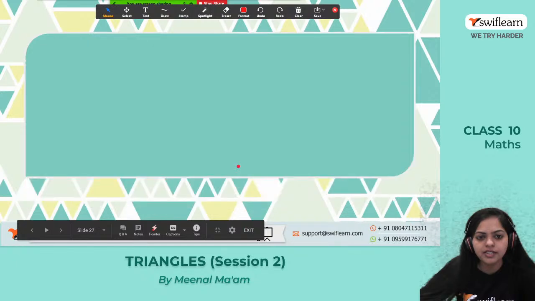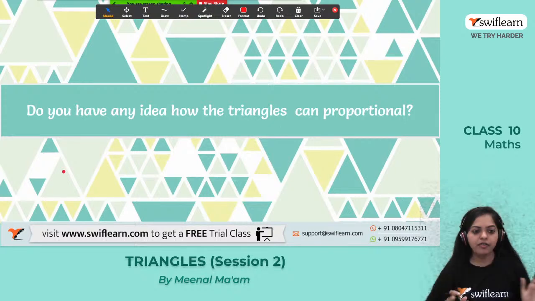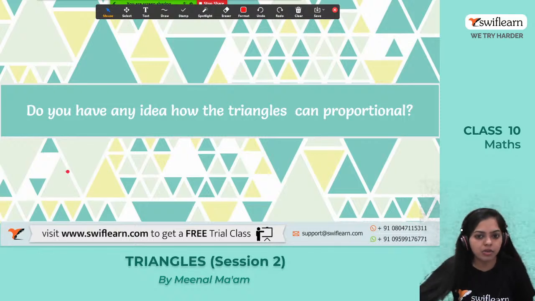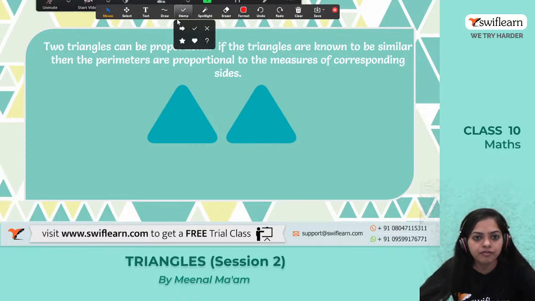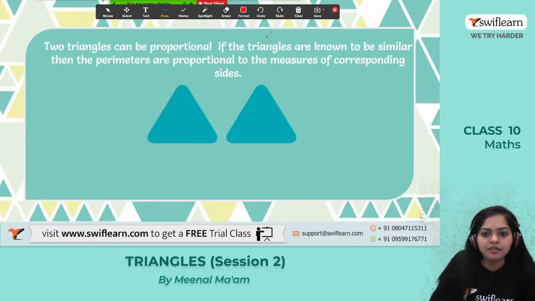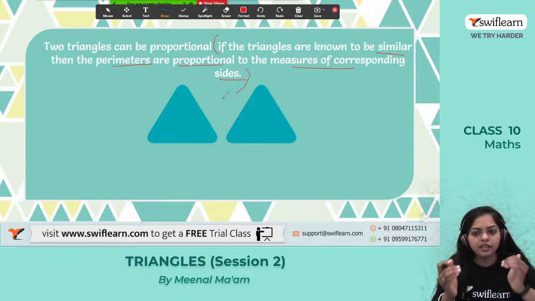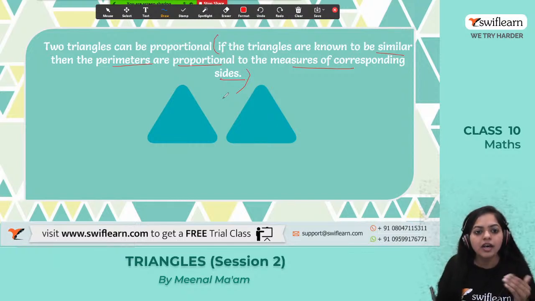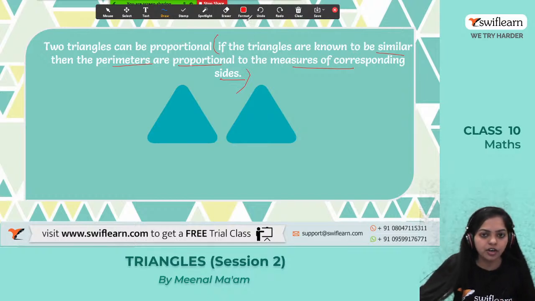So let's have a look at the next statement. Do you have any idea how triangles can be proportional? Two triangles can be proportional if they are similar. If two triangles are similar, then the ratio of their corresponding sides is equal, and the perimeters are also proportional to the measures of the corresponding sides. Got it?